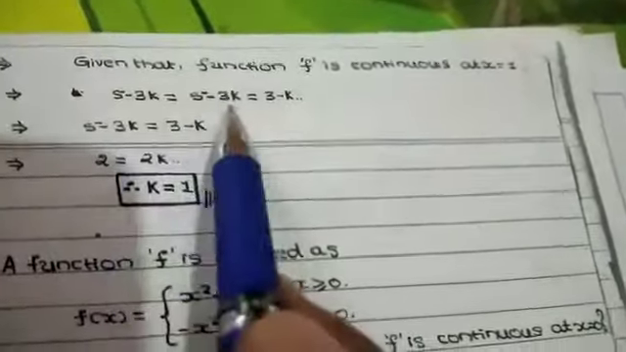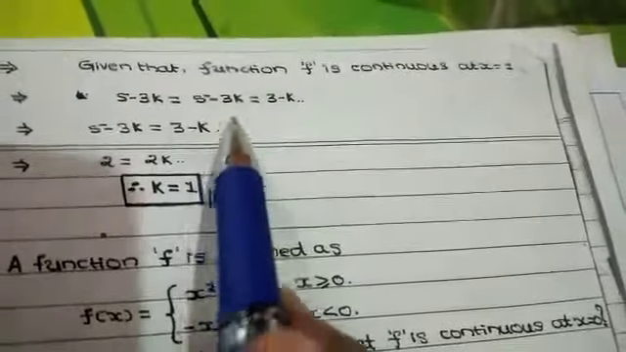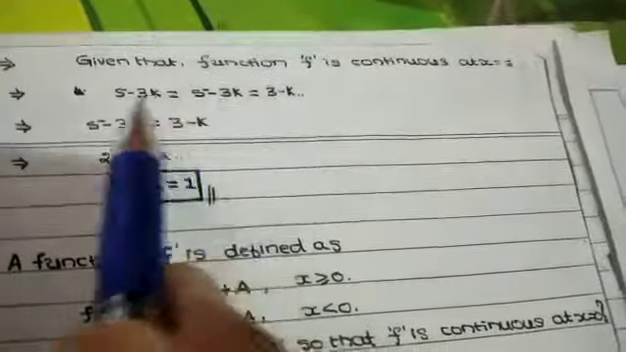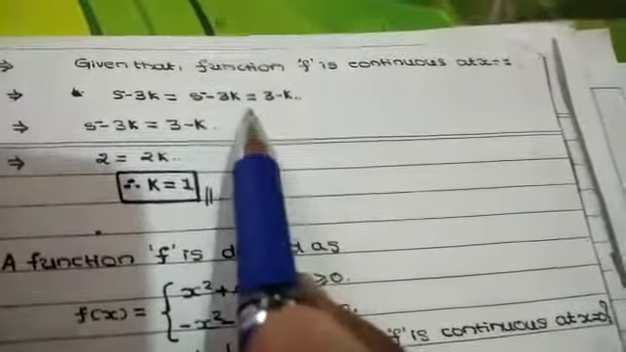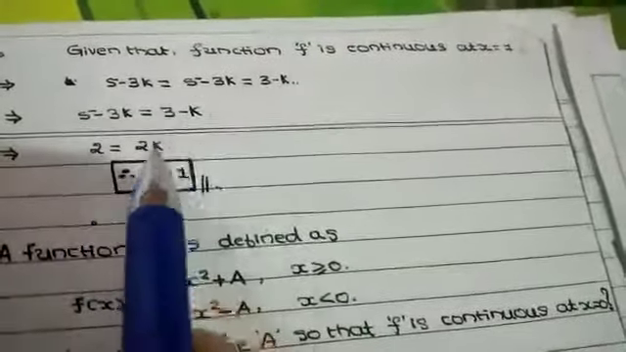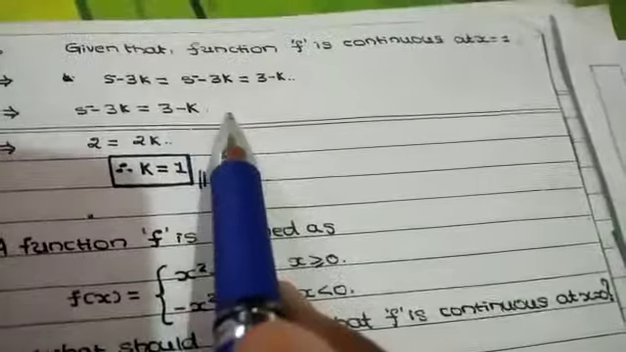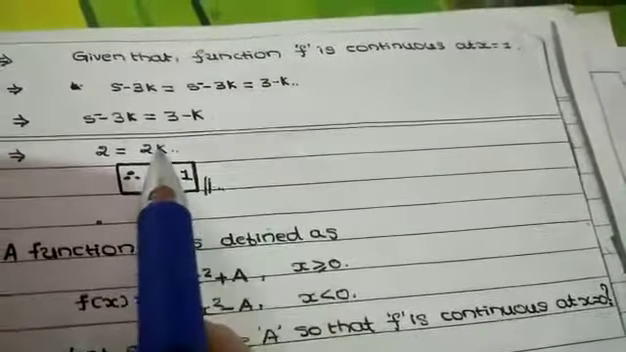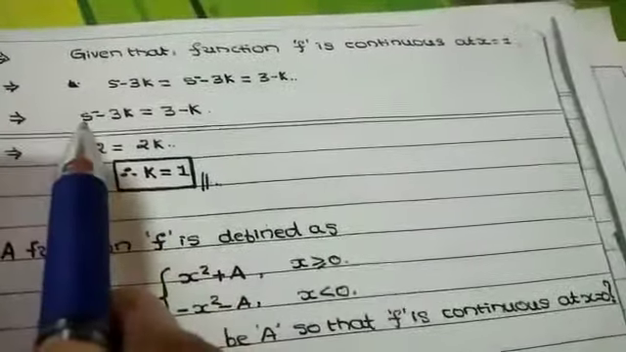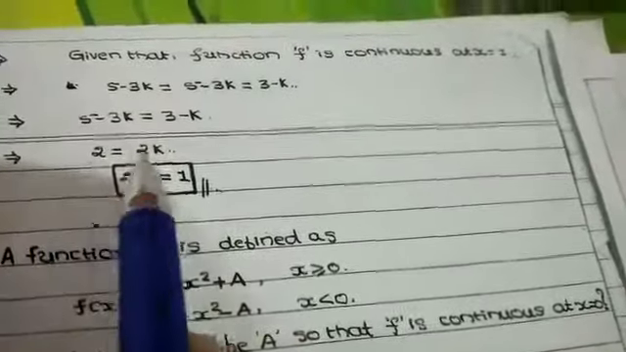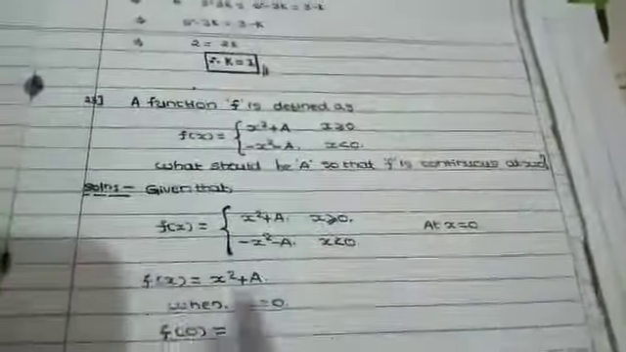Given that the function is continuous, all three are equal: 5 minus 3k, 5 minus 3k and 3 minus k. If all three are equal, you can easily find the unknown quantity k by equating any two terms. Equating these two terms, taking minus 3k to the other side it becomes plus 3k minus k, which is 2k, and 3 you can take on the LHS: 5 minus 3 becomes 2. The 2s get cancelled, therefore you will get the unknown quantity k equals 1.